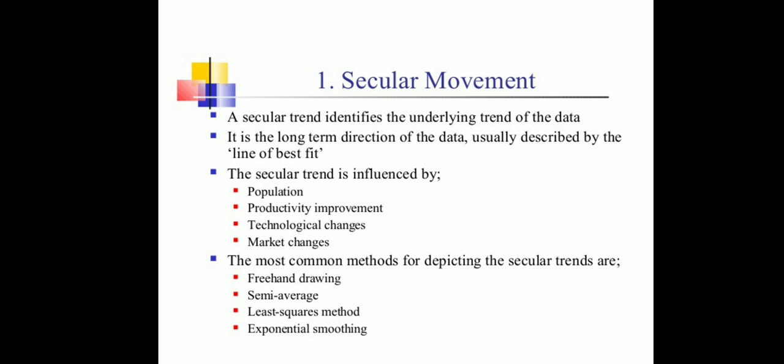Secular trend identifies the underlying trend of data. It is the long term direction of data, usually described by the line of best fit. Secular trend is influenced by these four factors already explained: population, productivity improvement, technical changes, and market changes. The most common methods of determining the secular trend are these: freehand drawing, semi averages, least square method, and exponential smoothing.